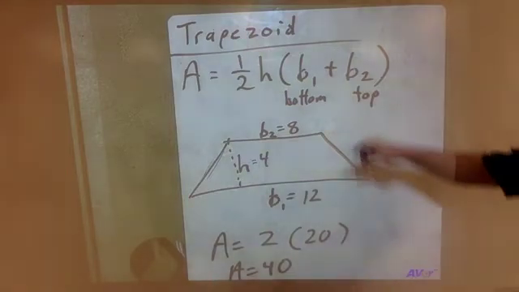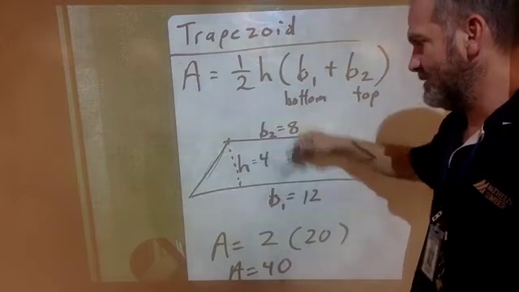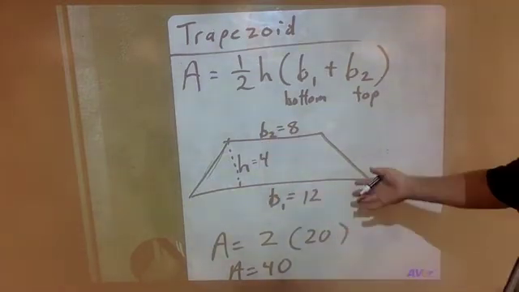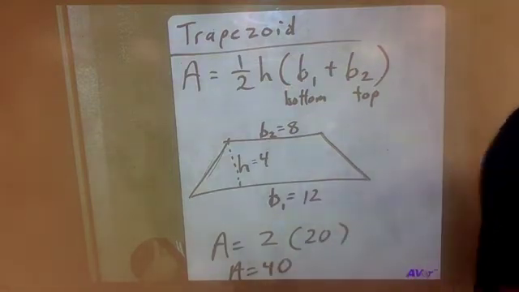So not too bad. The formula looks a little weird, but it's really just 3 numbers, the top, the bottom, and the height, which you use half of that length. And you multiply those together, you get 40, bada bing, bada boom, you're done.